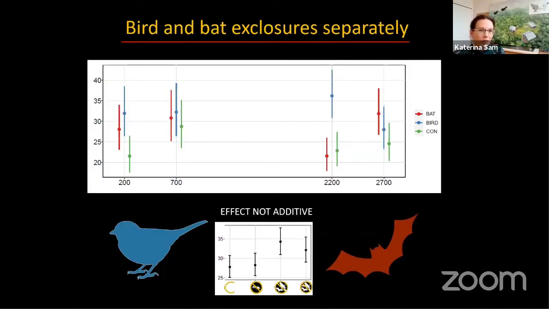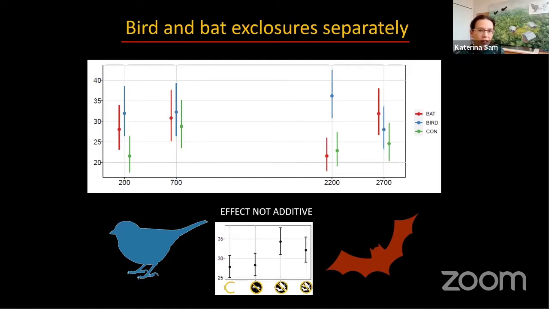I promised you the results from birds and bat exclosures, but due to the logistical problems and difficulties in the field, we were not able to finish them at all of our study sites, and the results which we got in the end are a little bit messy.